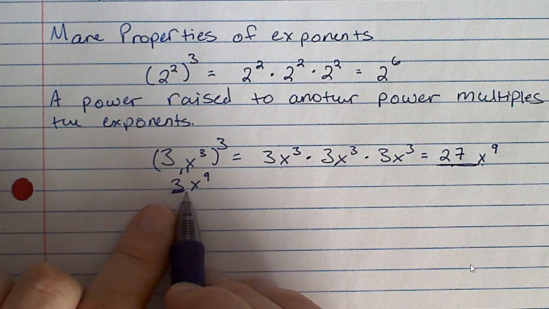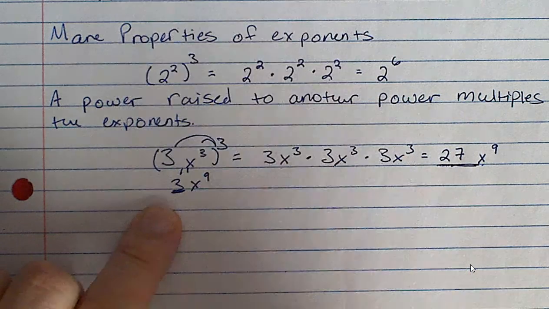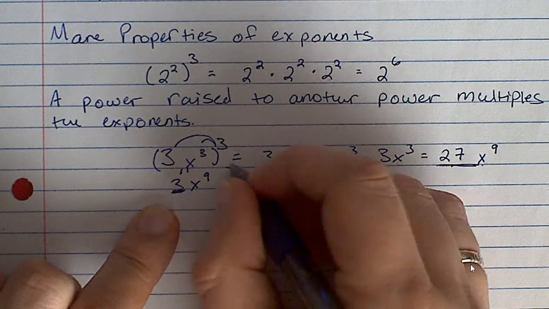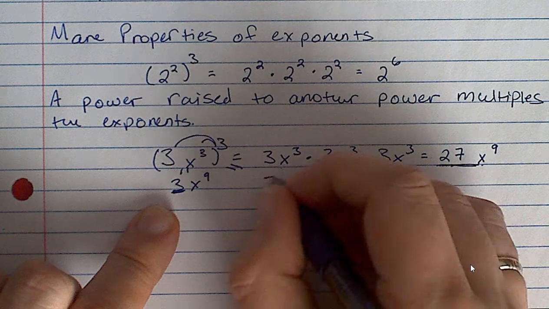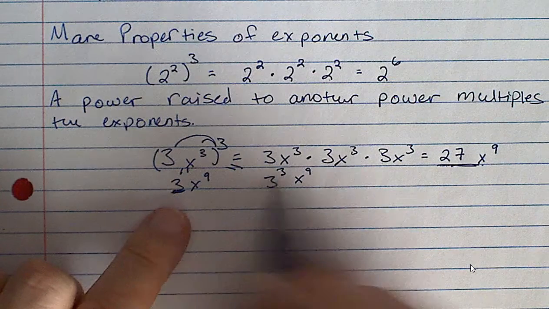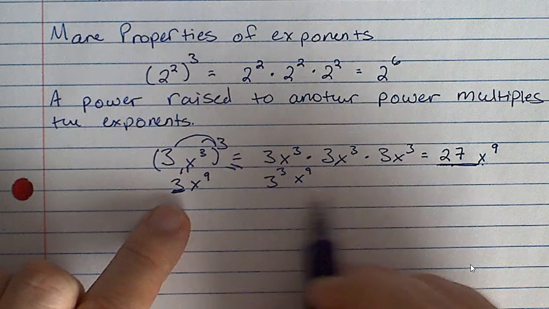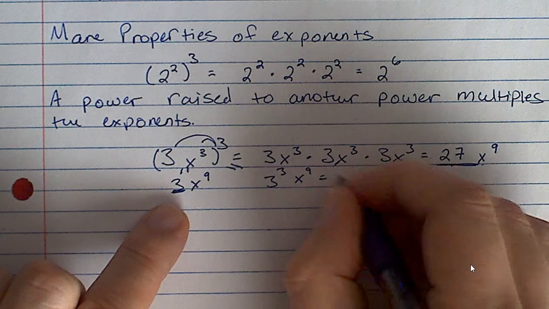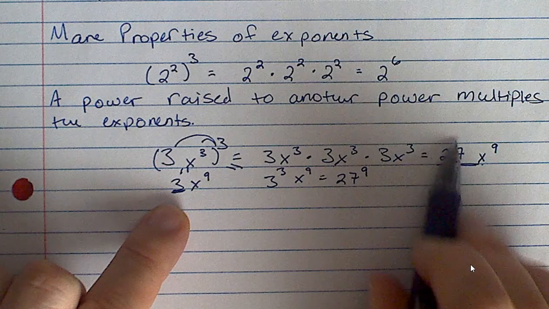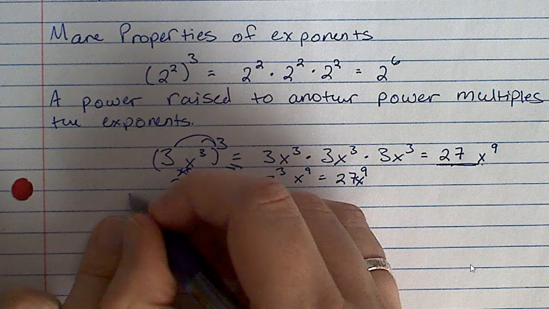So what's happening here is this third is kind of distributing itself to both things inside. So this becomes 3 to the third, x to the 9th. So guess what 3 to the third is? 27. And then x to the third to the third is x to the 9th. So this is the correct answer. 27x to the 9th is the correct answer. This is not the correct answer. This is wrong.